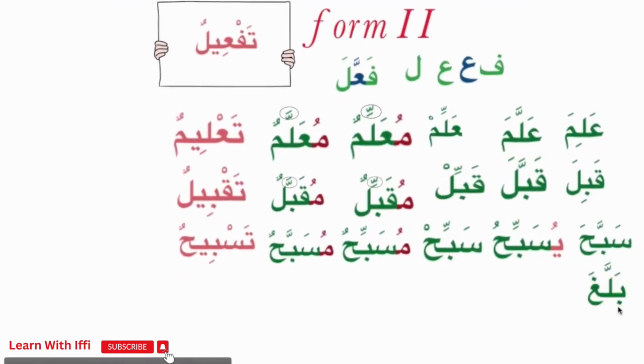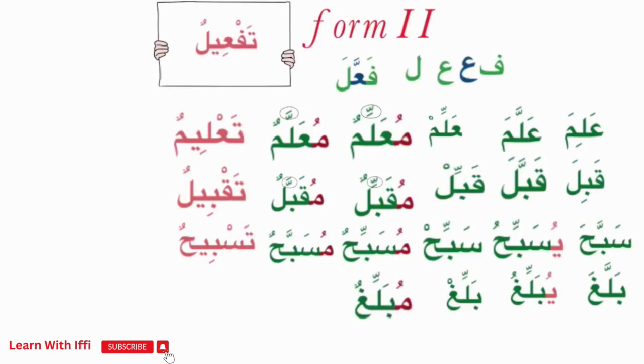Let's say ballagha. Ballagha, he reached, he called for. So the mudari' is yuballighu. How do we make amr? It will be balligh. And what will be ism fa'il? It will be muballigh. As you are going along, I want you to say along with me, so it will be practice and it will make it easier for you to remember, inshallah. And what will be ism maf'ul? It will be muballaghun, the thing which is invited.